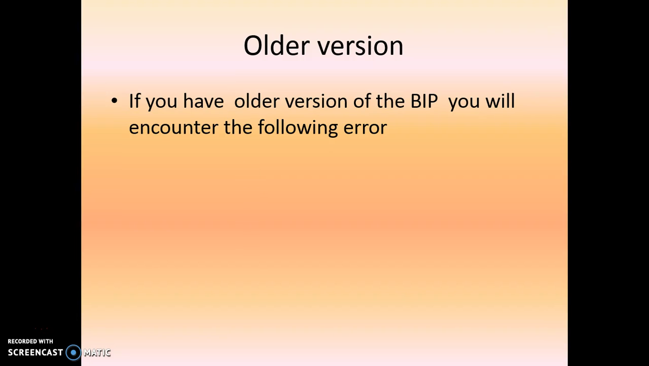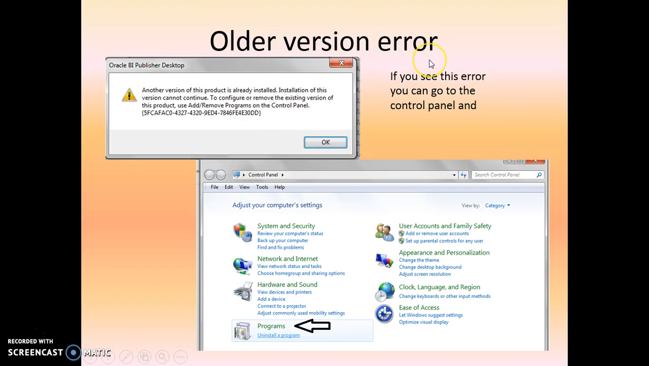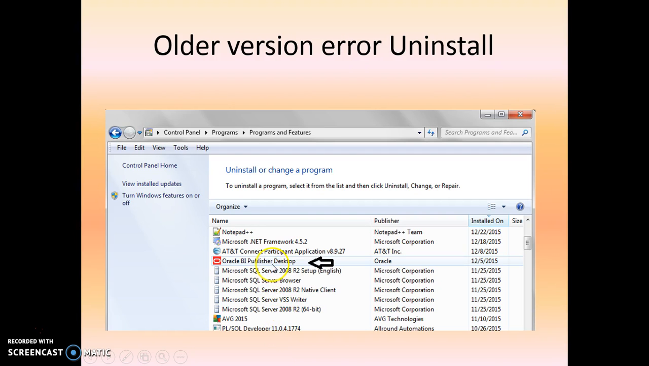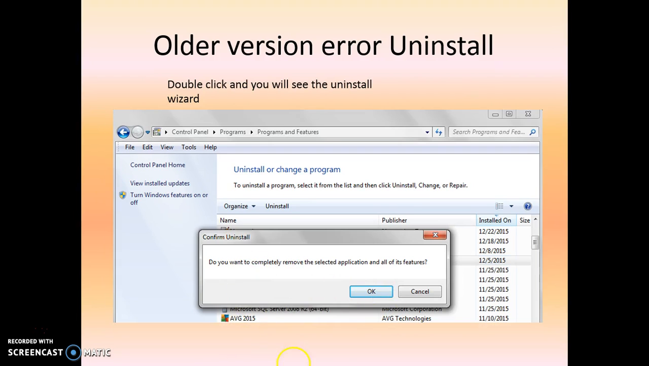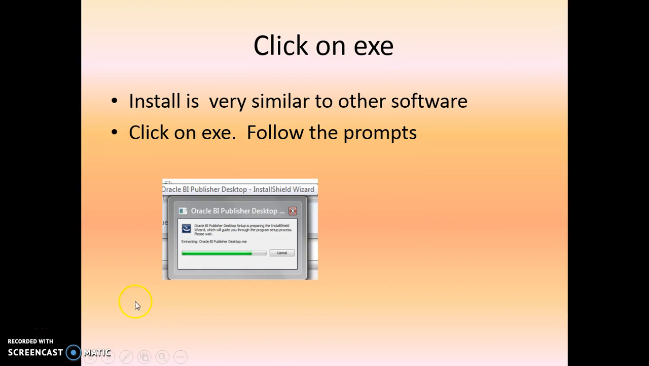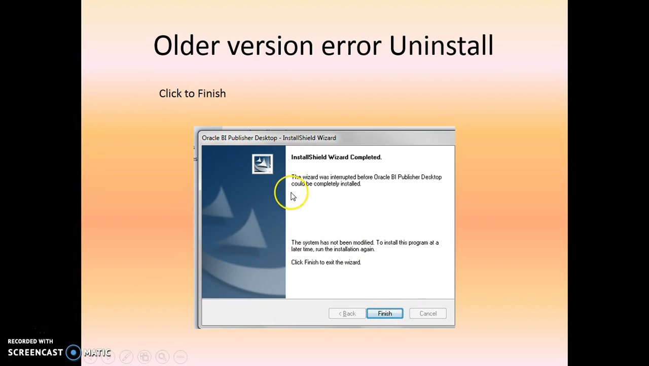One issue I've encountered is that if I have an older version of BI Publisher and I try to install the latest and greatest, I get an error saying a version already exists. If you see that error, go to the Control Panel, click on Programs and Uninstall a Program, and select Oracle BI Publisher Desktop. It'll prompt you to confirm the removal, just click OK, then come back and double click on your exe again. It's going to continue the installation process. Finally, once it's done, you just click finish.